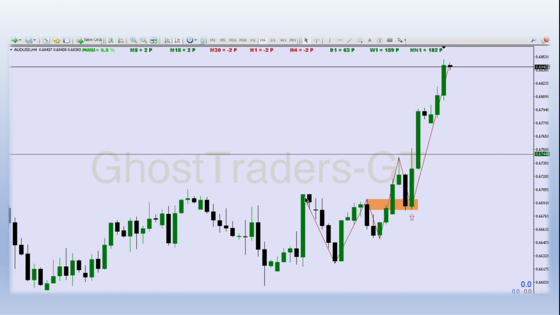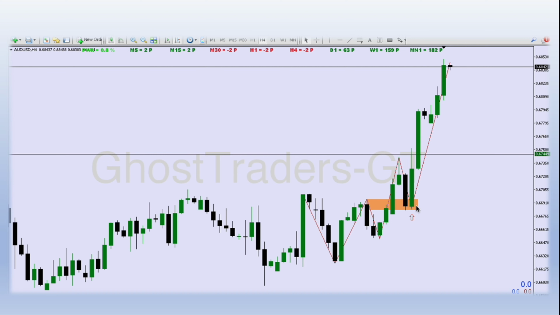So this is what we have here. You can see this 4-hour time frame, the Australian versus the US dollar. You can see here price formed this low here, and then it pushed up from this higher low here, and then it pushed up, took out this level here, and after taking out this level, it pushed down a little bit, getting to this level here of your mitigation block.